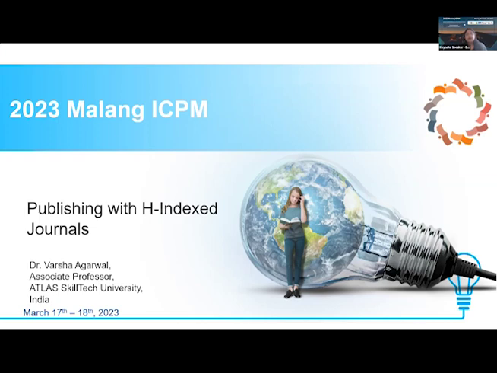We know that there are different categories of publications. It can be listed publications. There are indexed publications, Scopus indexed, or Web of Science indexed. And within Web of Science, we also have different categories. So it can be SCI, it can be SSCI, and ESCI, and so on.